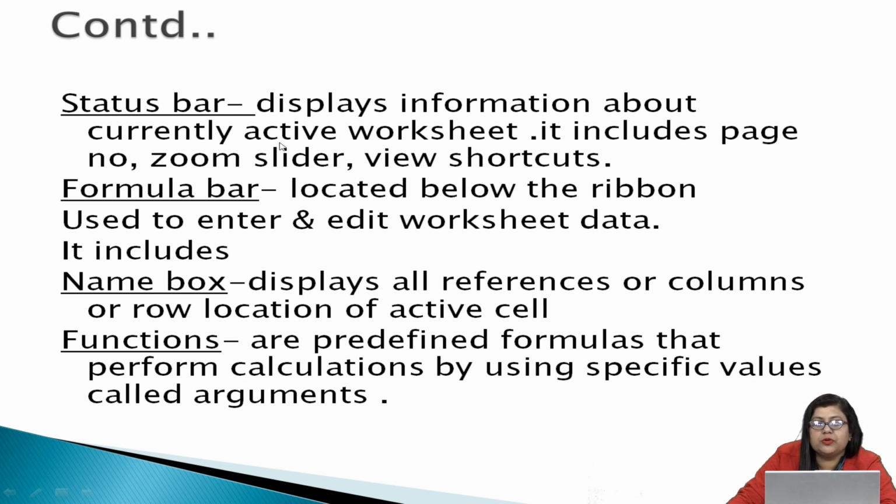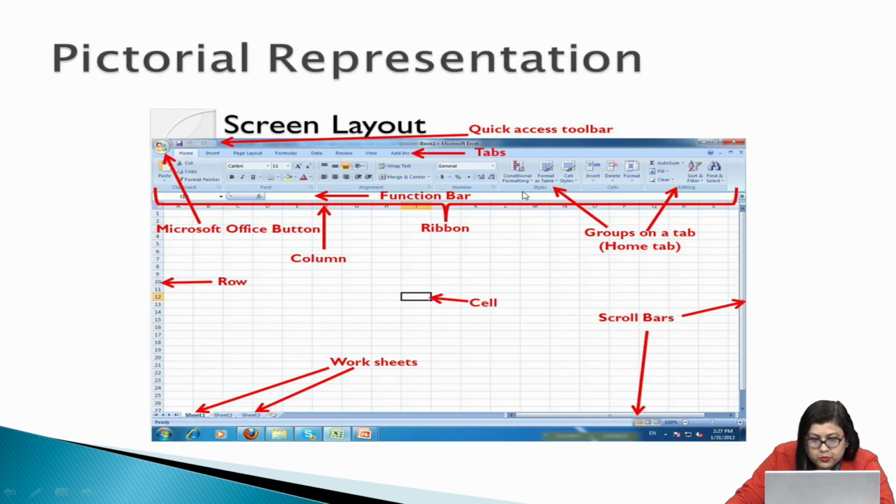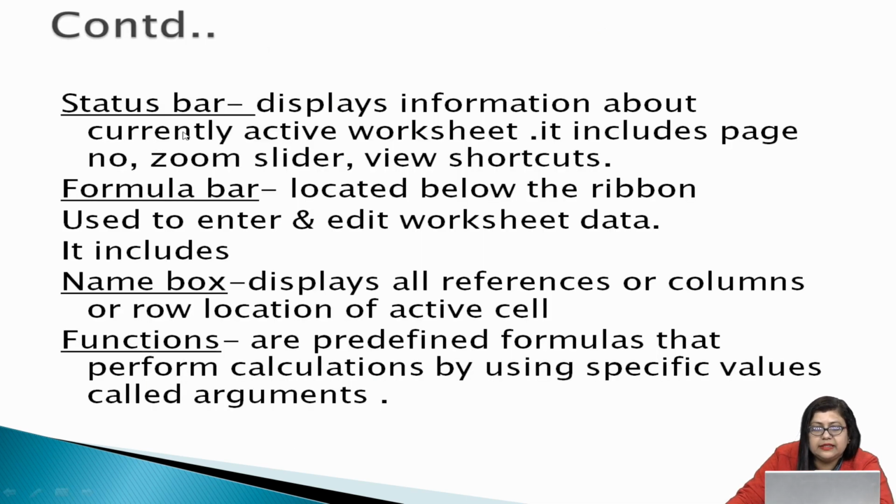It displays information about the currently active worksheet. It includes page number, zoom slider, and view shortcuts. You can see the worksheet numbers displayed at the bottom. It's not shown in this screenshot, but when you are using Excel you can clearly see in the status bar the currently active worksheet, page number, zoom slider, and view shortcuts. Then comes the formula bar, where you can apply any kind of formula, and it also includes the name box, which tells the reference of the row location and the column location where your active cell is.